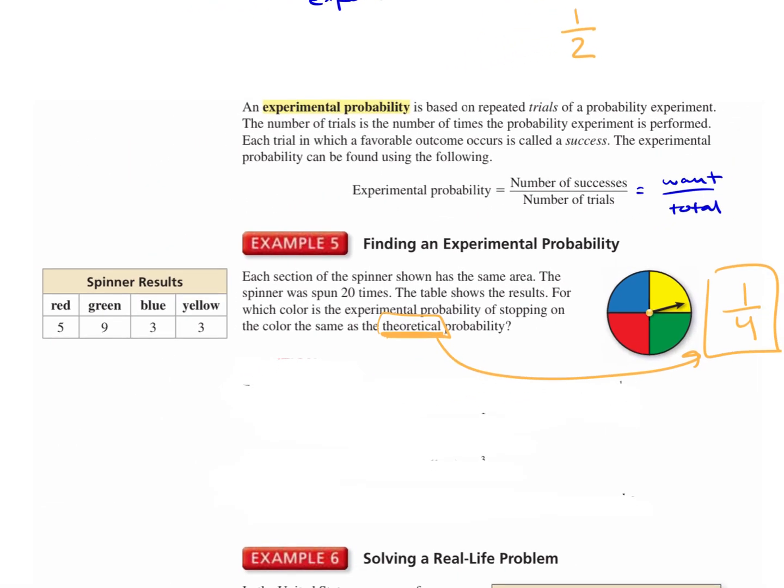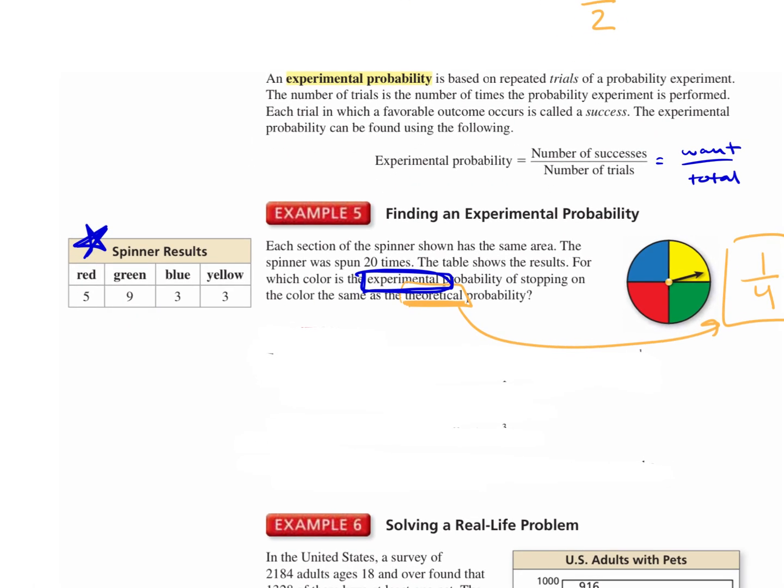But somebody performed the experiment for the experimental probability, and they spun the spinner 20 times. So these are the results from experimental probability. So it's what we want, the number of successes over the total. So how many times did I spin red? 5 out of how many? 20. Can I simplify this fraction? 1/4. Is that the same as our theoretical? Yeah, so red's probably going to be our answer, but let's find the experimental probability of the rest of them.